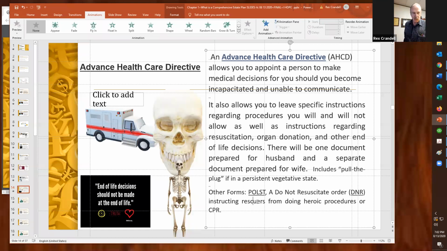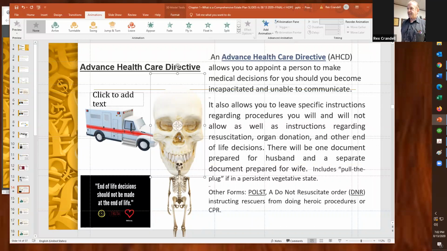And the way that those usually work is they're on like a pink color paper, and you put it on the refrigerator. So when emergency personnel come, they look at the refrigerator first to see if there is a POLST, and then they do what was requested of them. This particular document is not done by a law firm and the client. The POLST has to be signed by a medical doctor, so they are fully briefed on the impact of the form.